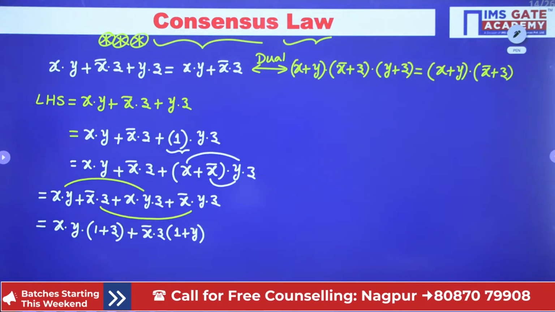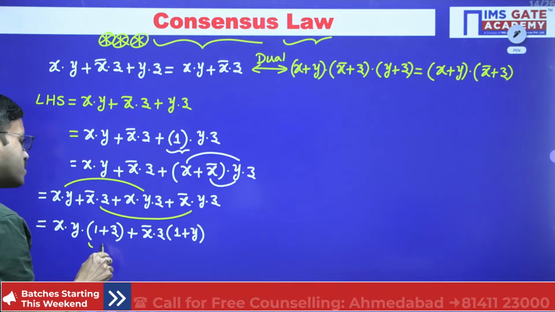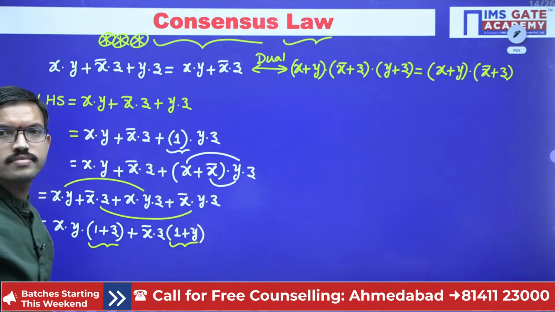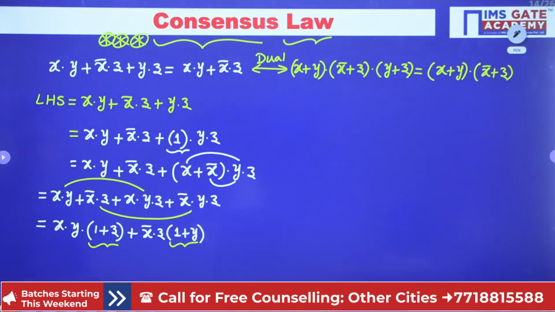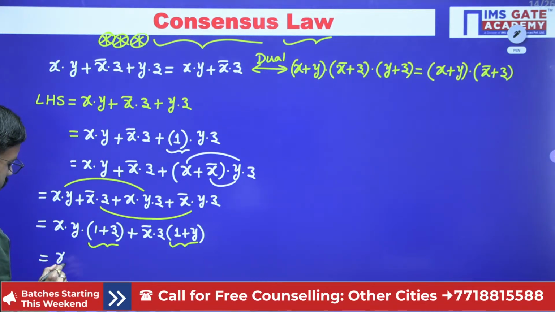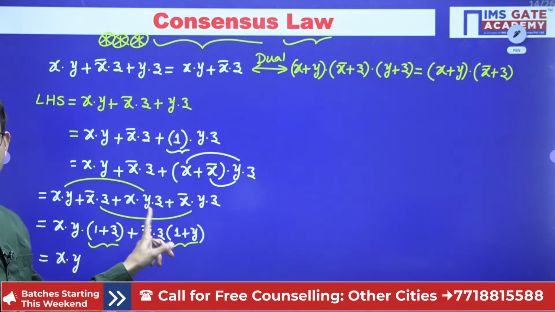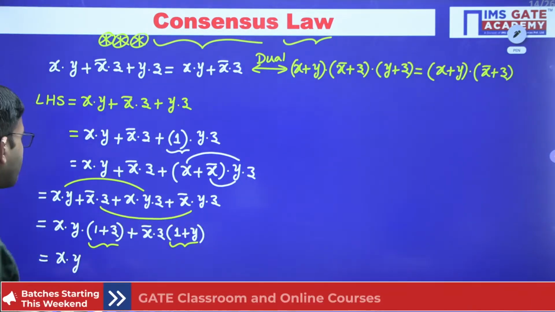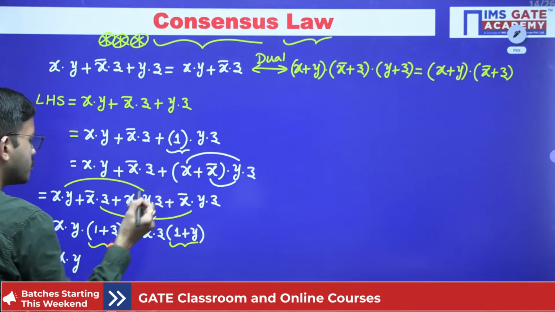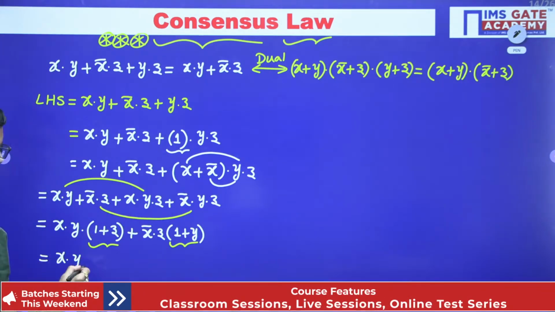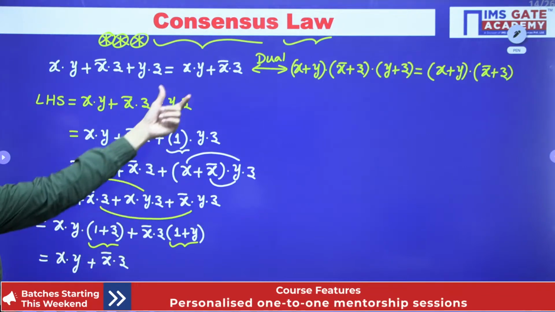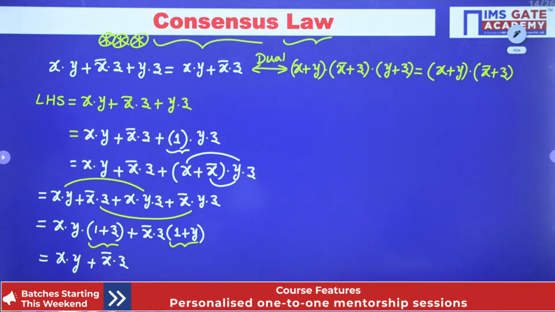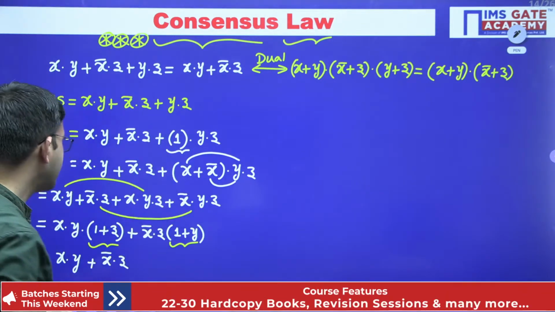Now tell me, what is 1 plus z? What is 1 plus y? What are you going to get? 1 plus anything is 1, in the logical OR operation. So 1 plus z is 1, and 1 plus y is also 1. So xy into 1 is nothing but xy, plus x bar z into 1 is nothing but x bar z. Now observe this equation and the right hand side: both are the same, right? xy plus x bar z, yes, we are getting the same.